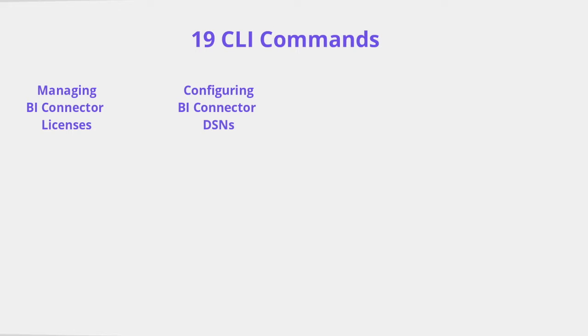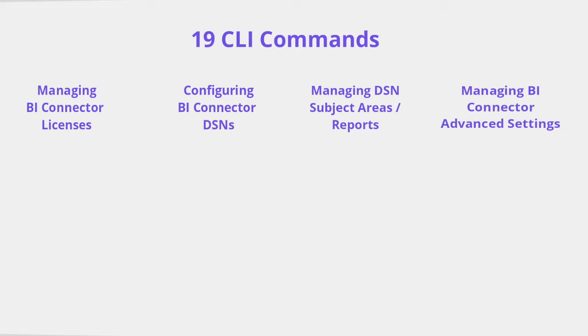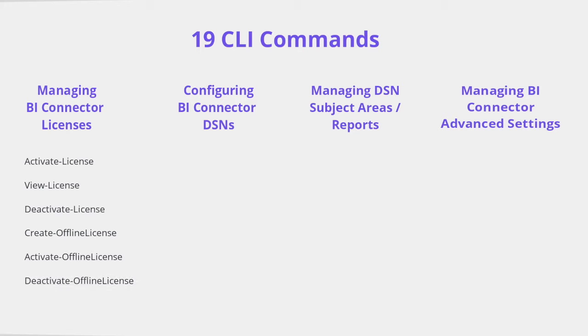There are 19 CLI commands in total, in the following 4 categories: managing your BI connector licenses, configuring BI connector DSNs, managing the subject area and reports in DSNs, and managing BI connector advanced settings. I'll list the commands in each of these categories, after which I'll demonstrate how to execute each one. In the first category, managing your BI connector licenses, there are 6 commands: activate license online, view license online, deactivate license online, create offline license, activate offline license, deactivate offline license.